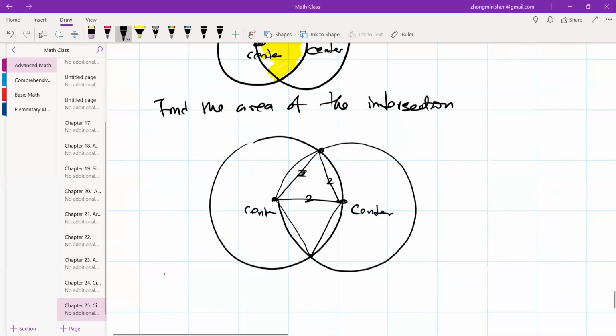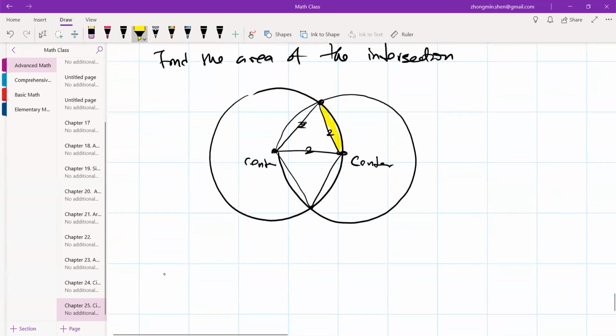My hint, if you understand the previous example I discussed, is if you can find the area of this shaded region, you can solve the problem. Why? Because you know how to calculate the area of the equilateral triangle, right? The area of an equilateral triangle is going to be, you remember the formula, right? Equilateral triangle.